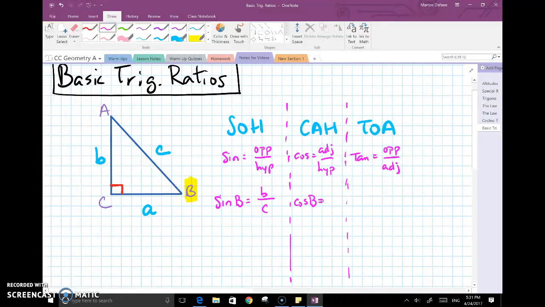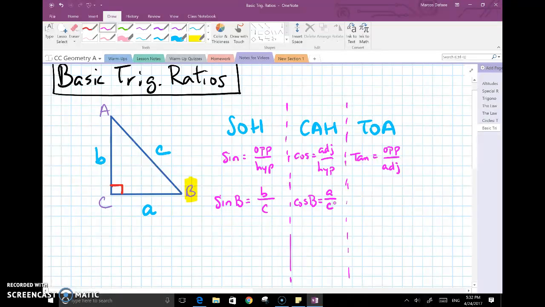is equal to the adjacent. The adjacent side is a side that is usually right next to that angle, but it's not the hypotenuse itself. Okay, so in this case, it would be side a over the hypotenuse, which is c.